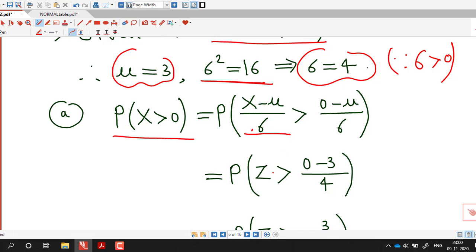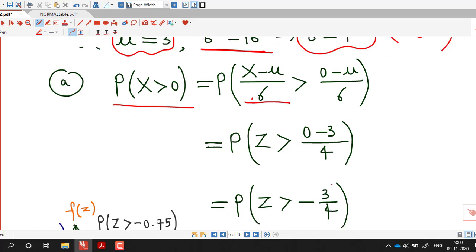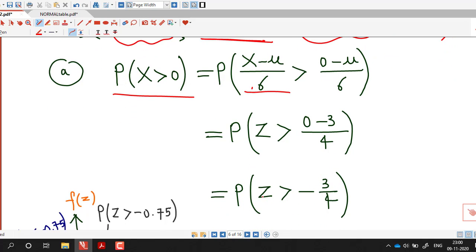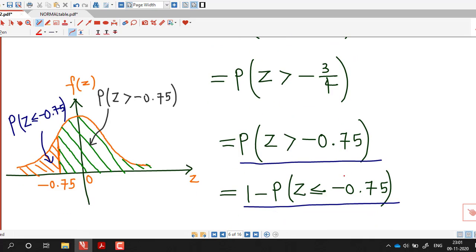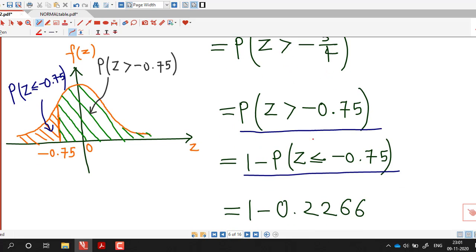This is nothing but capital Z. Here mean mu is 3 and sigma is 4, so we put the values of mean and sigma: mu equal to 3, sigma equal to 4. Therefore this is nothing but Z is bigger than minus 3 by 4, which is minus 0.75. And this we can rewrite as 1 minus probability that Z is less than or equal to minus 0.75.